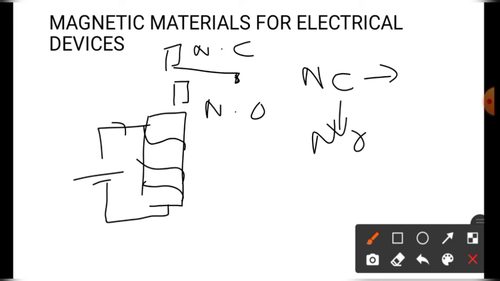Now we will see what materials are used in relays. Relay uses a permanent magnet, that is hard magnetic material. Hard magnetic material is nothing but a permanent magnet, because when we remove the external magnetic field, some amount of magnetism remains present in the material, so therefore it behaves like a permanent magnet.